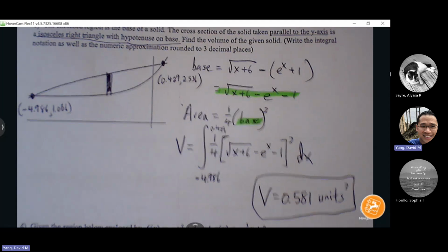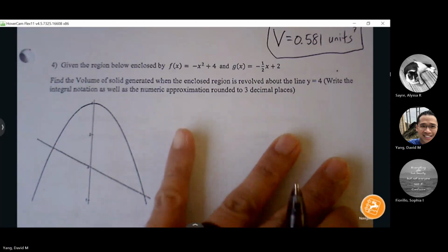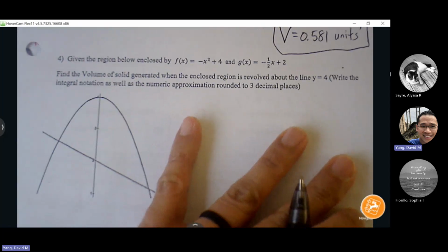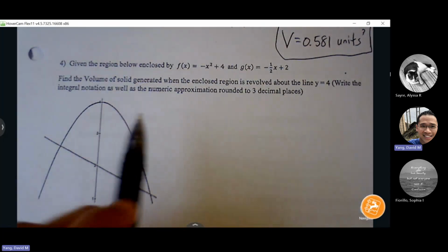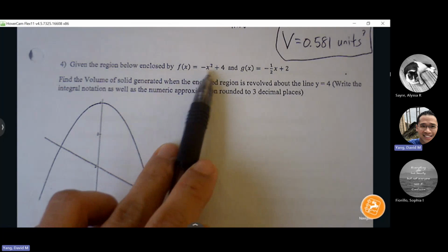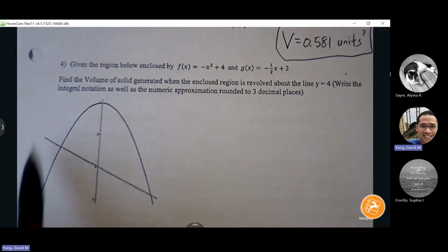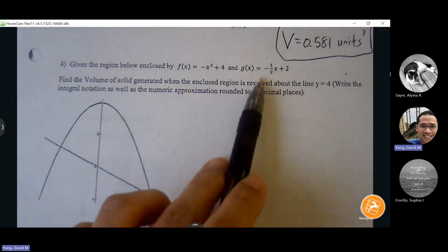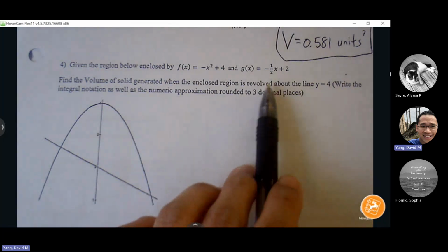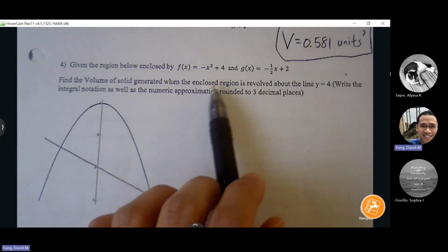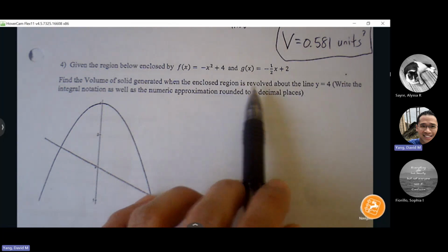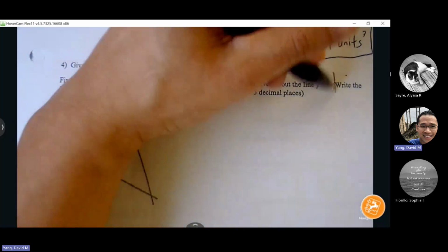Okay, one last one here. We have -x² plus 4, the -1/2 x plus 2. The -x² plus 4 is the parabola that opens down because of the negative. You've got the linear graph here, -1/2 x plus 2 with a negative slope. Find the volume of the solid generated when the enclosed region is revolved. So we see that revolving there.